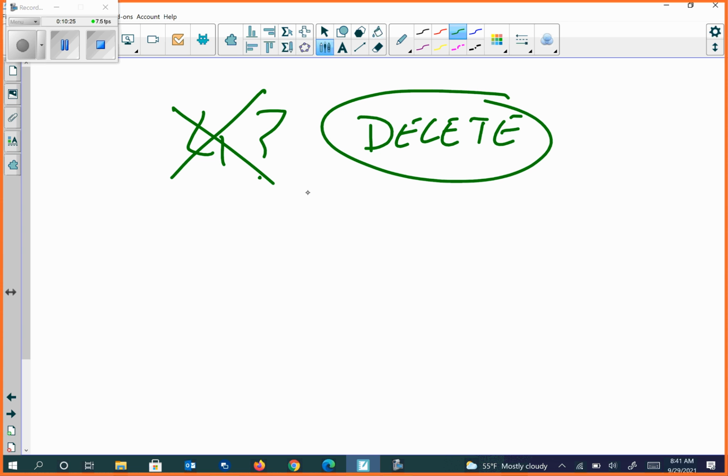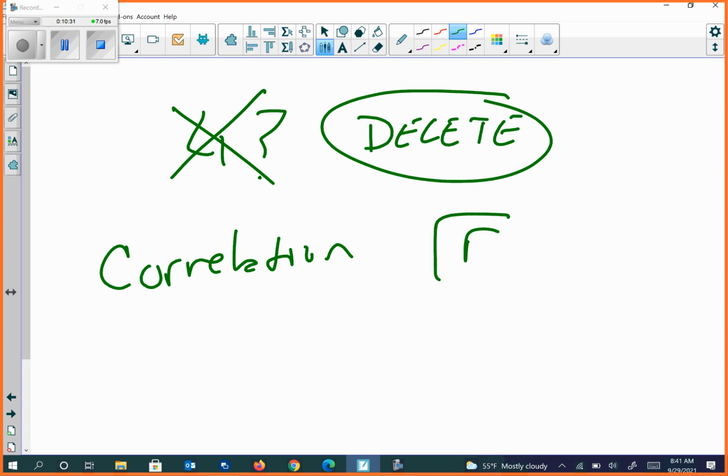Correlation will be the R value. Okay, I will show you how to do that on the calculator. I am not going to ask you about R squared. Okay. And then we talked about it a little bit yesterday.